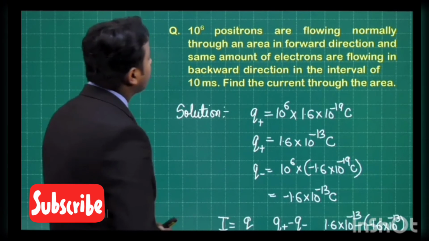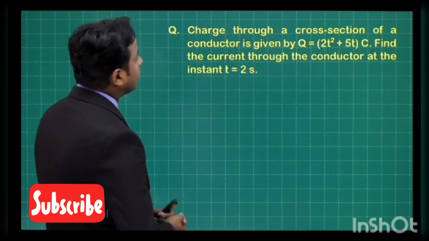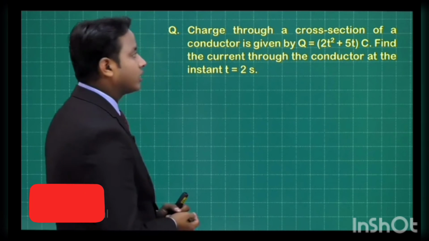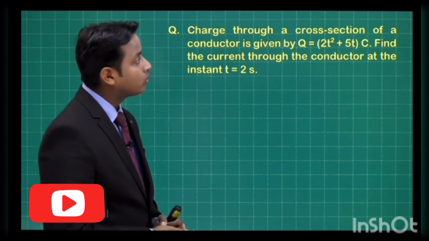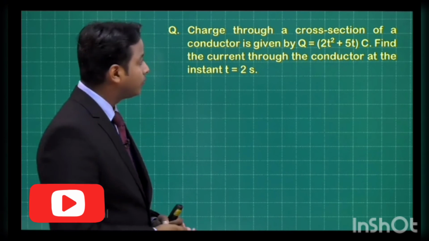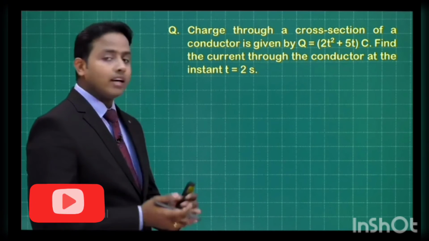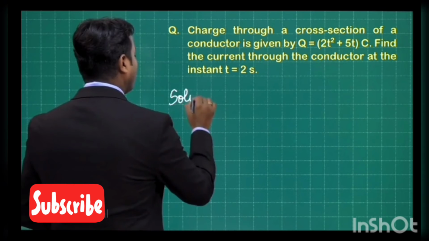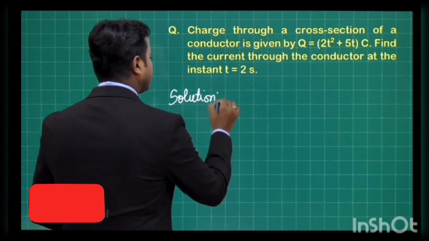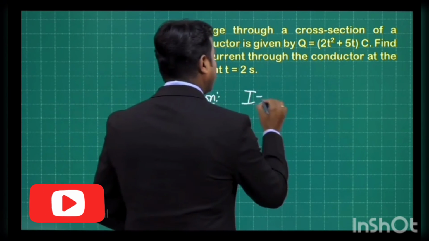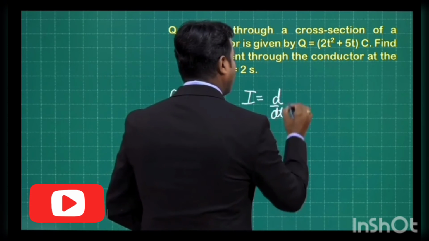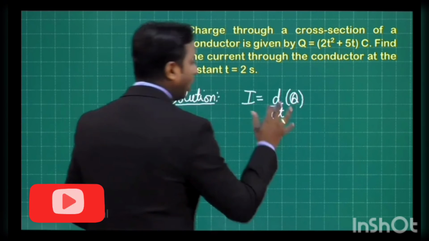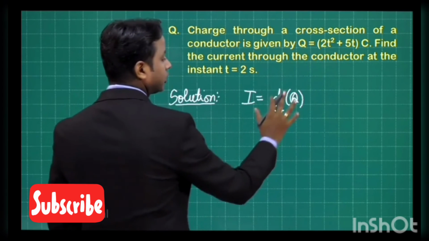Now the next question says, charge through a cross section of a conductor is given by Q is equal to 2t square plus 5t coulomb. Find the current through the conductor at the instant t is equal to 2 seconds. That is a pretty simple question, because we know that current is simply the rate of change of charge. So we know how to do the derivative of a function if it is given in terms of time.